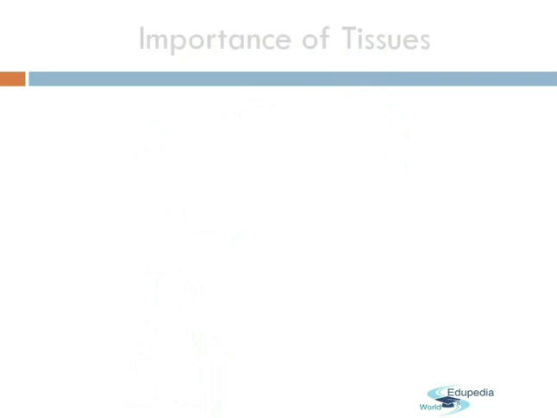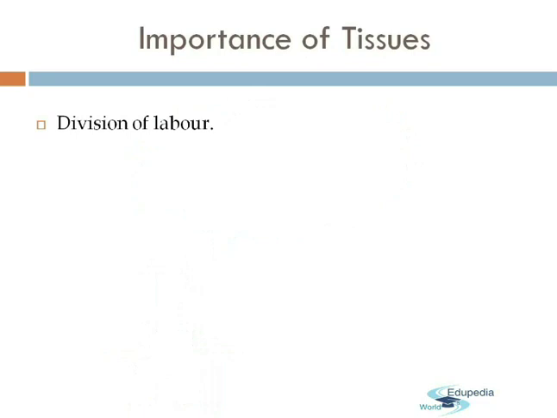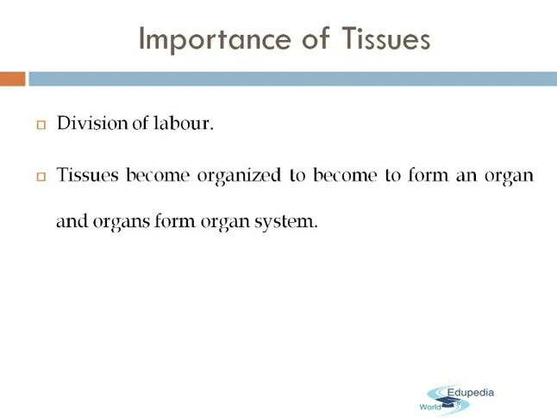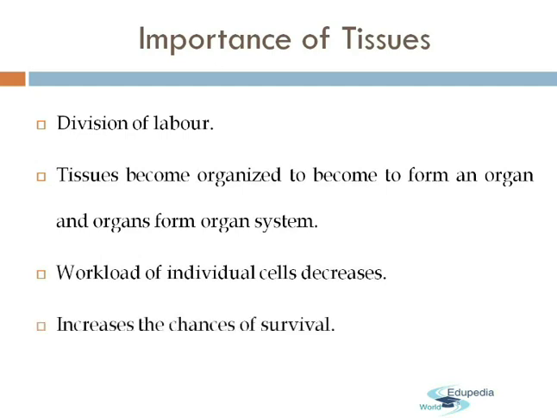So, let us see what are the importance of the tissues. First of all, the division of labor, as I have told you. Secondly, the tissues become organized to form an organ, and the organs form the organ system. This is the level of organization. And what does the organ system combine to form? Yes, an individual. The workload of individual cells decreases, and if the workload decreases, what will happen? The efficiency of the cells will increase. And this will increase the chances of survival. This is the main point. An amoeba will not survive as much as a human being.